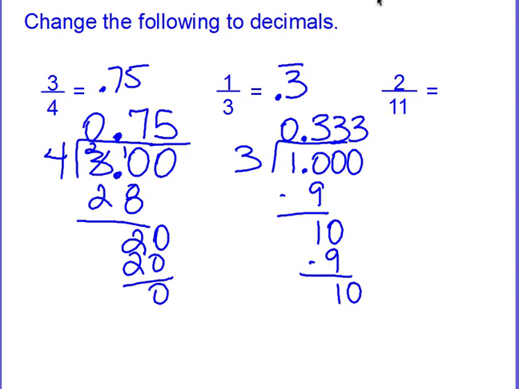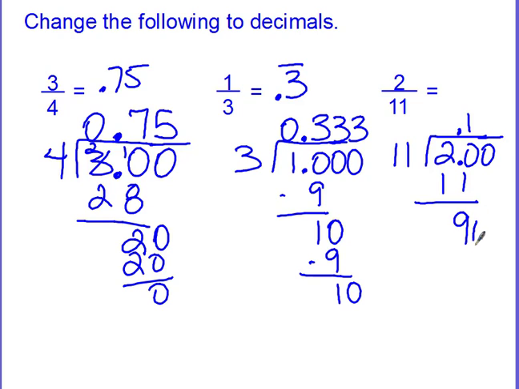Okay, 2 11ths. So this one, the same thing. We take the 2, put it in the house, we divide by 11. 11 doesn't go into 2, so we add a decimal, bring it up, add a 0. 11 goes into 20 1 time. So 1 times 11 is 11. We subtract, we end up with 9 left over. Add a 0, bring the 0 down. 11 goes into 90. Okay, well, that one's going to go 8 times, because we know 8 times 11 is going to give me 88. We subtract, we get a 2.